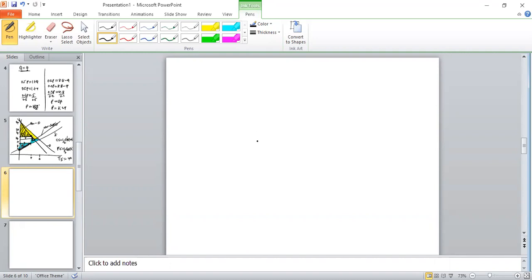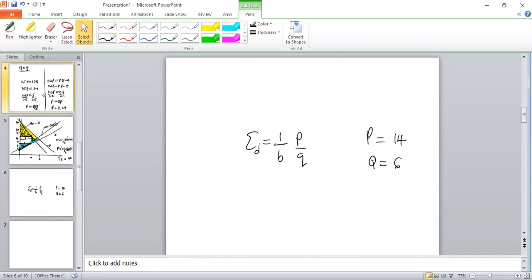ED is equal to 1 over B, multiplied by P over Q. So what's the price that we found at equilibrium? It was 14, and the quantity was 6.